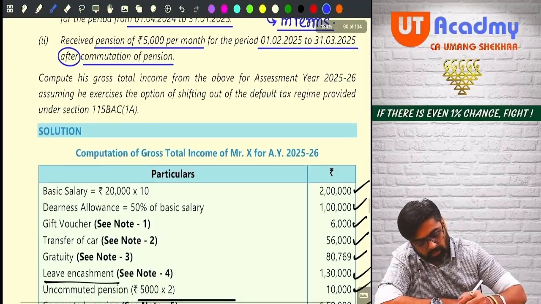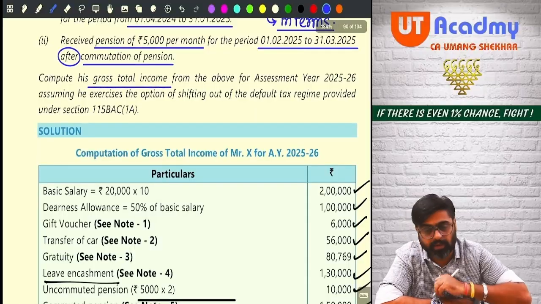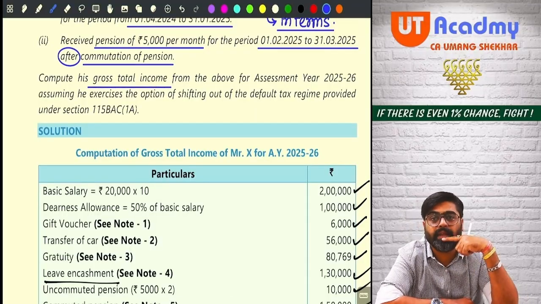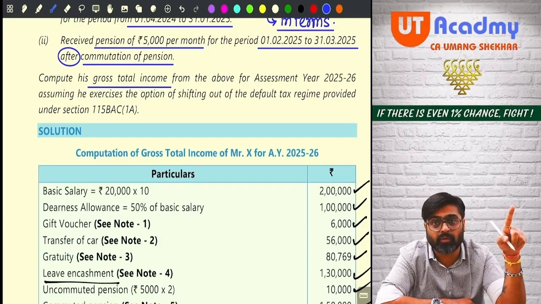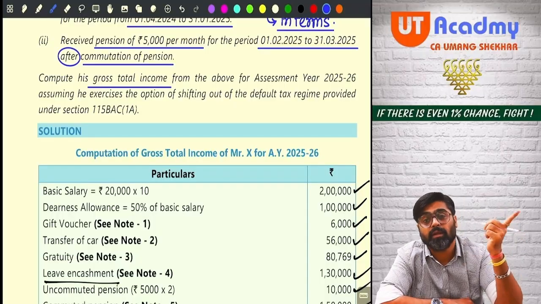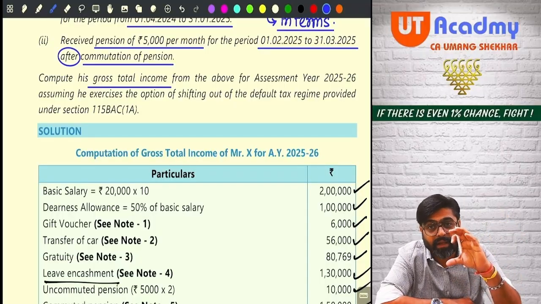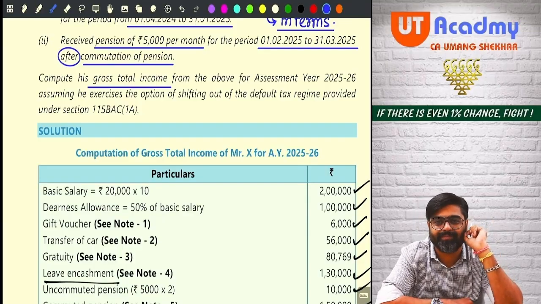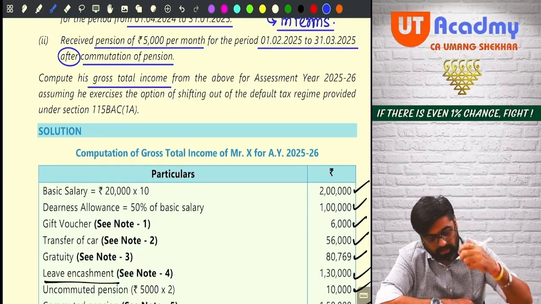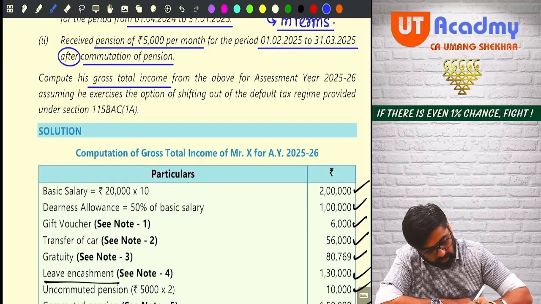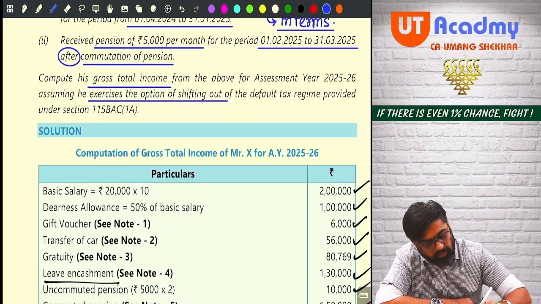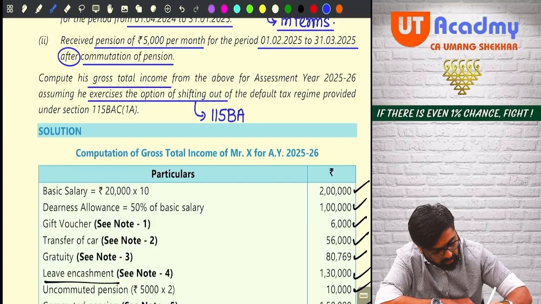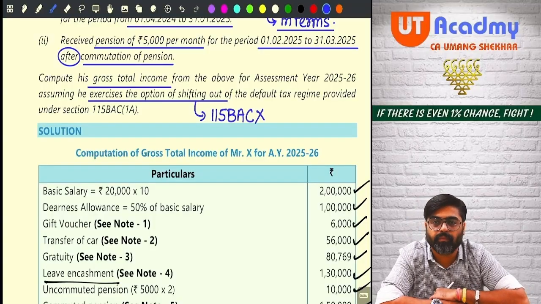Now pay attention. Compute is what? Gross total income. They are telling you to compute gross total income, meaning that 5 heads, that will include salary also, that will include all other 4 heads, clubbing also be done, set off carry forward also to be done. Then there will be a total, that will be gross total income. That you are supposed to calculate. Now you are supposed to calculate, assuming that he exercises the option to shift out. Shift out of default tax scheme means, is he following 115BAC or he is not following 115BAC? He is not following 115BAC.